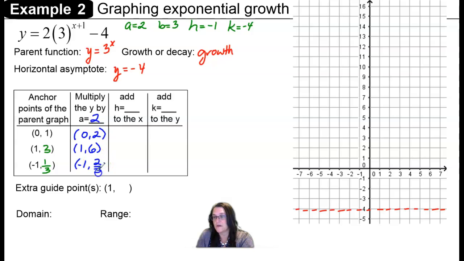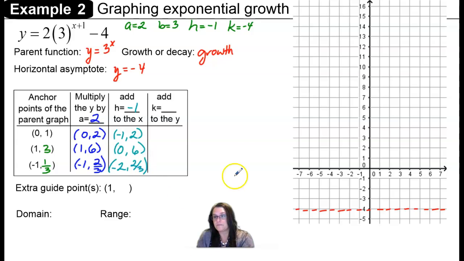Then I multiply the y value by 2 in this last point, the x stays the same, and 2 times 1/3 is 2/3. Okay, next we're going to add h, which is negative 1, to the x coordinate. So 0 plus negative 1 is negative 1, and then the y stays the same. Okay, then 1 plus negative 1 is 0, and the y stays the same. Then negative 1 plus negative 1 is negative 2, and the y stays the same.